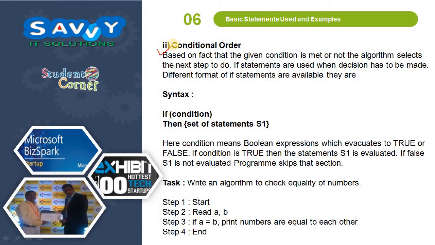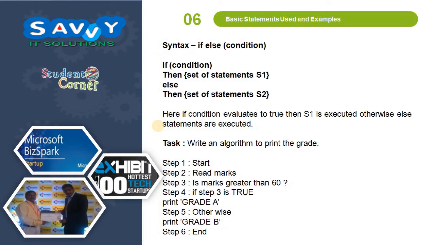So in this, the first syntax is the simple if: if condition, then the set of statements we need to mention. For example, start, read A comma B. If A is equal to B, print numbers are equal to each other. And if you go for if else: if condition, then set of statements S1, else then set of statements S2.